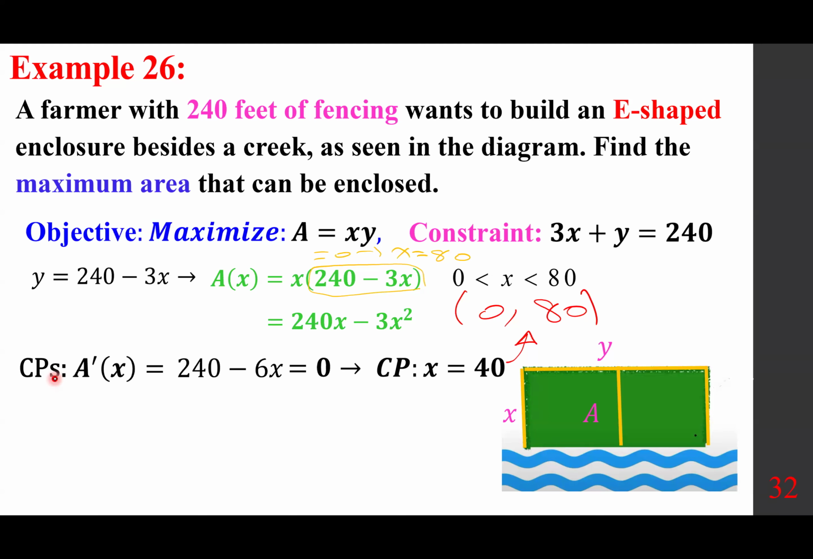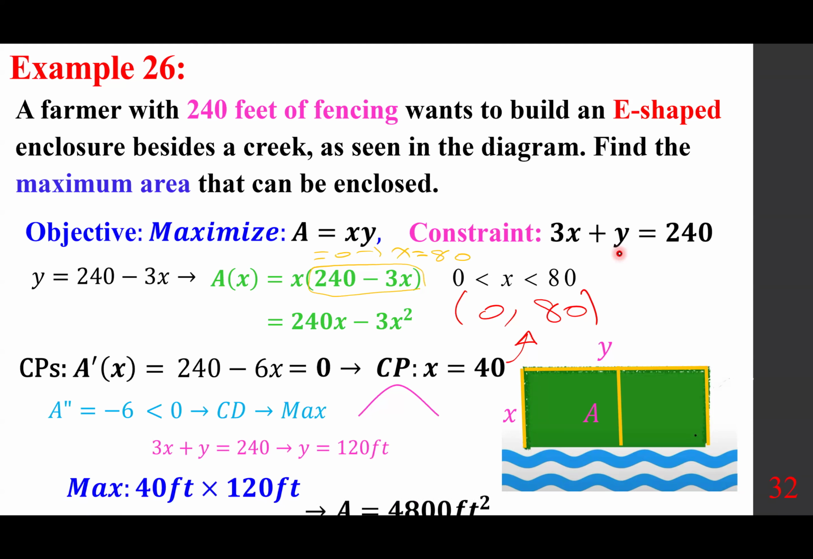So we can do the first or second derivative test. It's easier to go with the second. A double prime is minus 6. Remember, we just want the sign. You have to plug in, but it's independent of x, makes no difference. It's negative, means concave down, means maximum, because concave down looks like this. So the maximum occurs when x is 40. 3 times 40 is 120, subtracted from 240, you get y is 120. Dimensions 40 by 120. Area is 4,800 square feet, everybody.